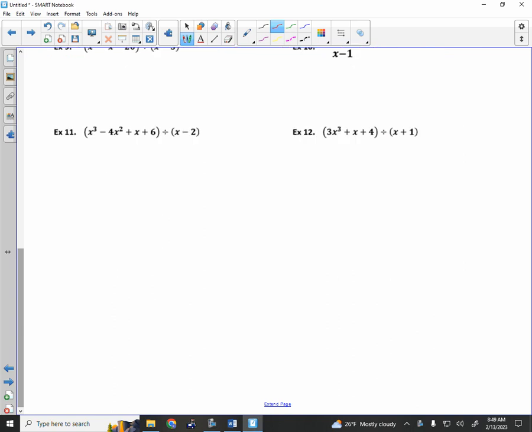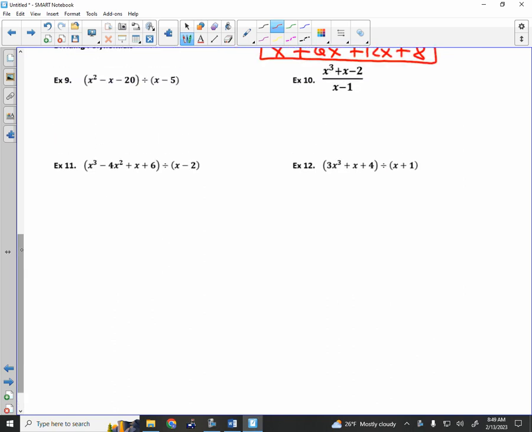So I'm going to show you 2 ways to divide. And the first way we're going to do it is we're going to do long division from back in the day. Let's see if you remember long division. x minus 5 goes into x squared minus x minus 20. What do you multiply x by to get x squared? x. So you place the x right above the x to the first term.